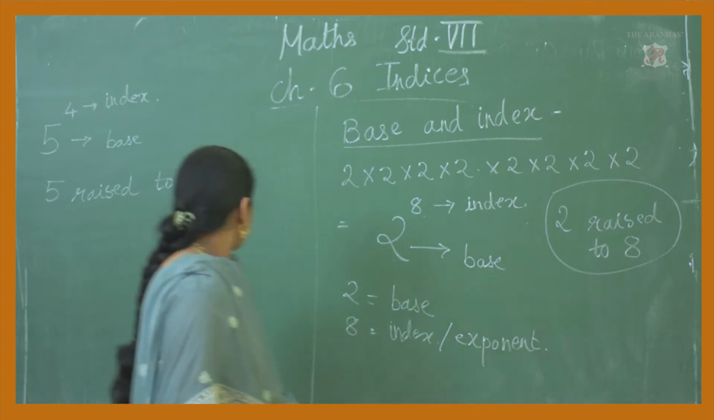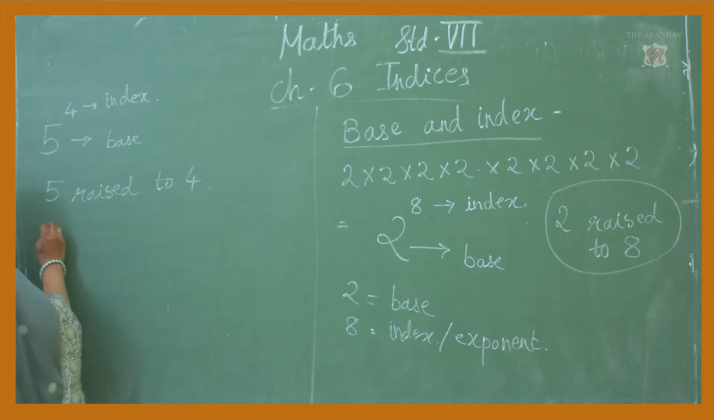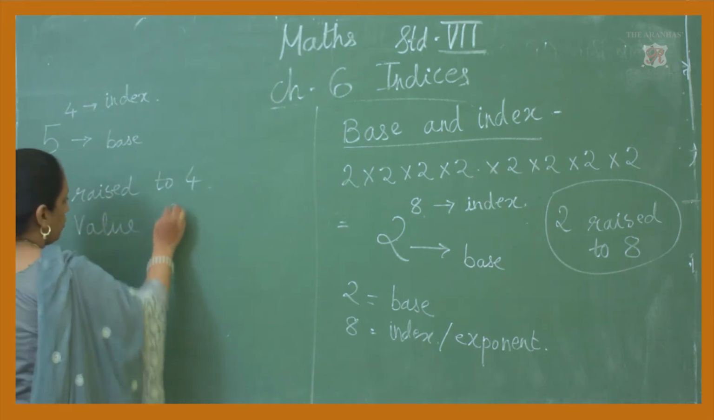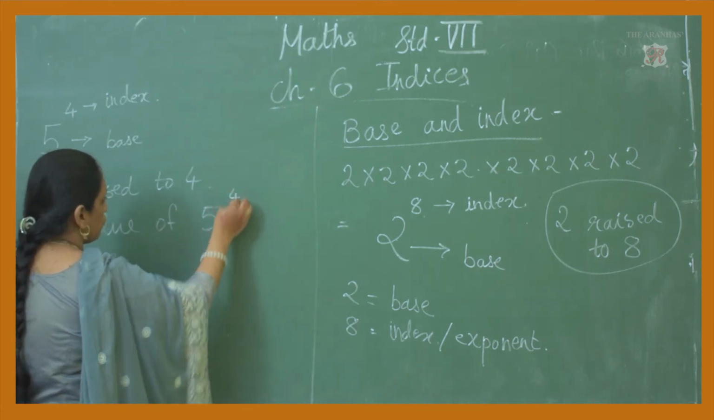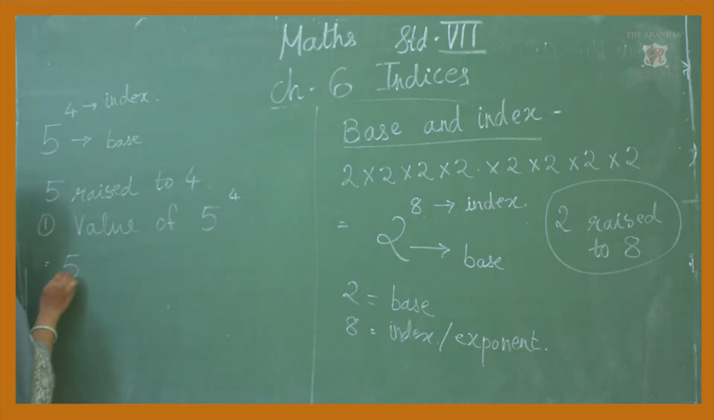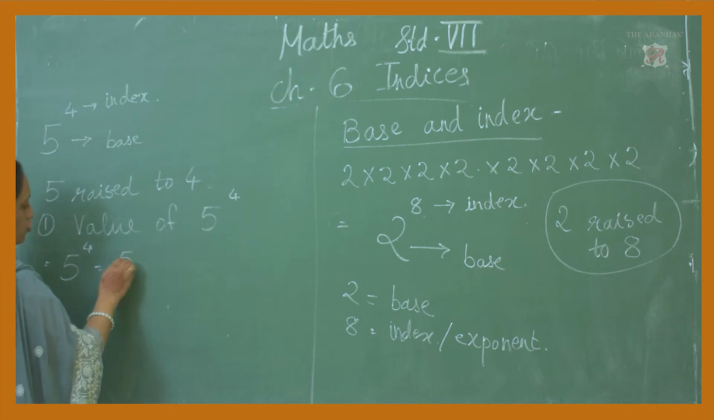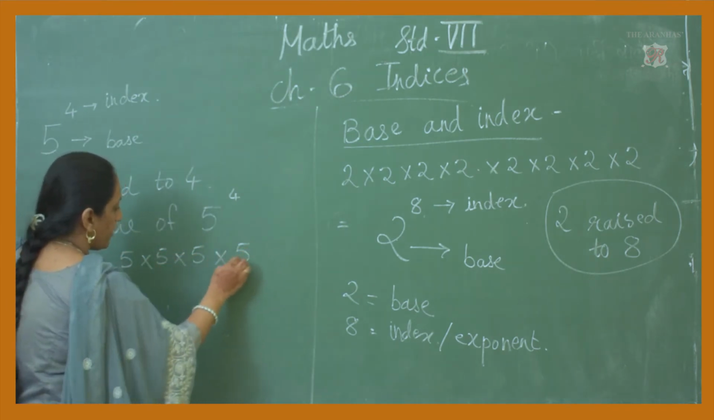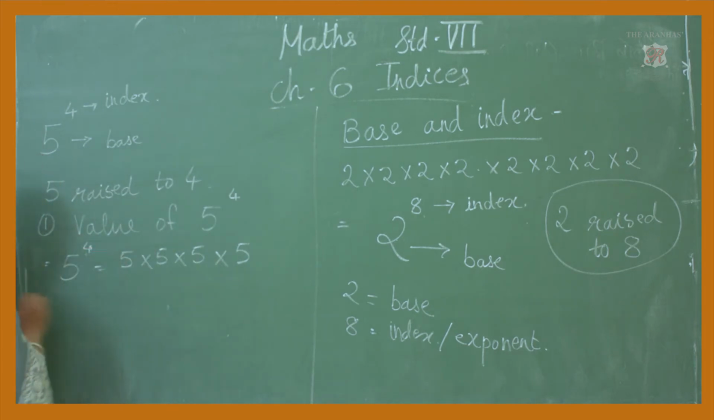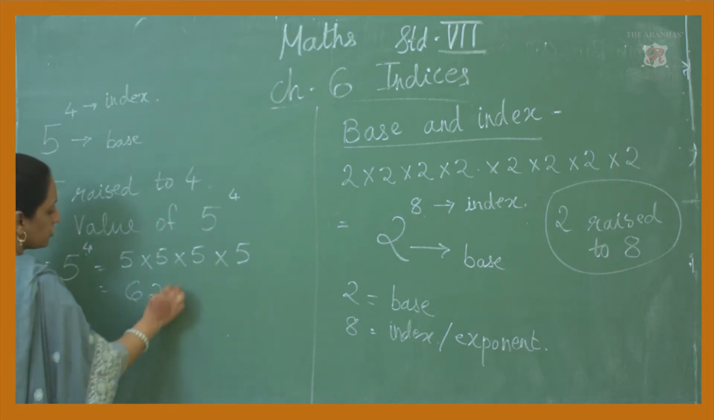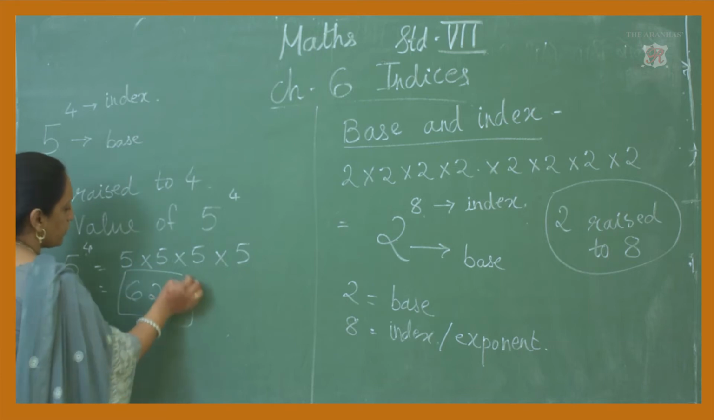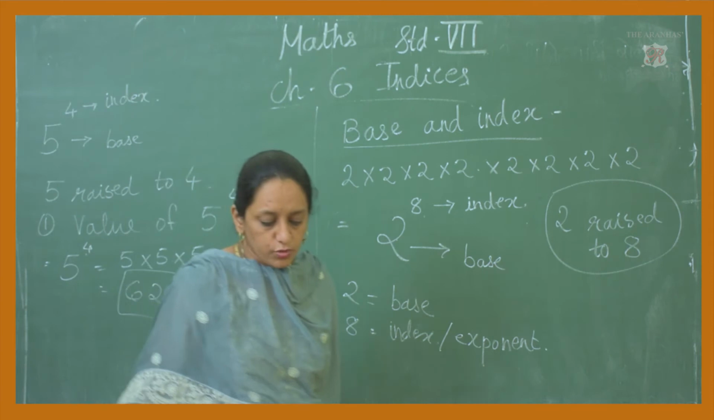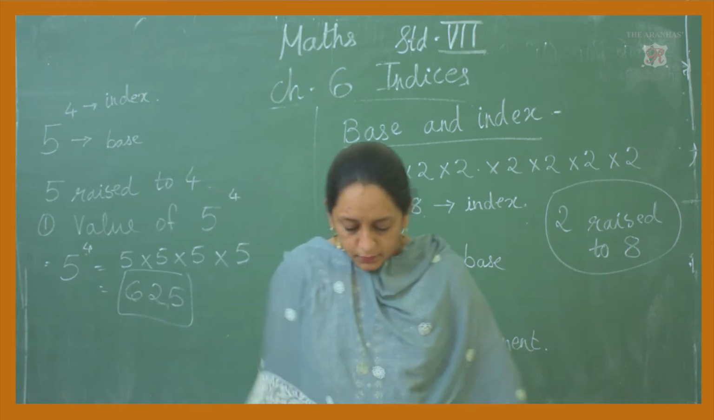If the value is asked, this is the way to write. If you are asked to write value of 5 raised to 4, what you will do? You will write 5 raised to 4 equals to 5 multiplied by 5 multiplied by 5 multiplied by 5. 5 will be multiplied only 4 times. That comes to 625. So the value of 5 raised to 4 is 625. If value is asked, you will do it in this way.